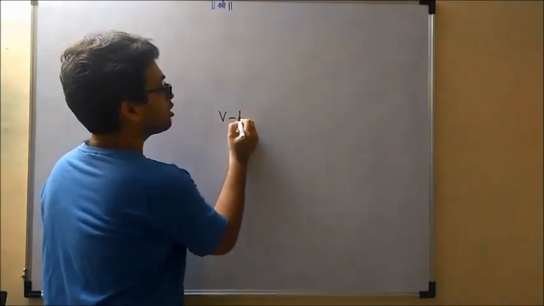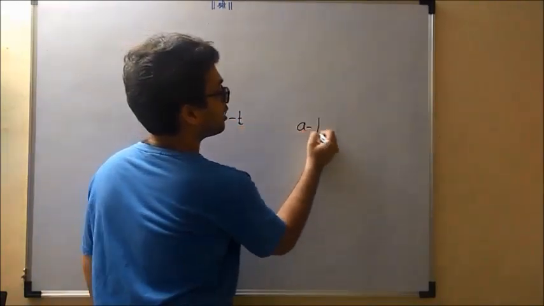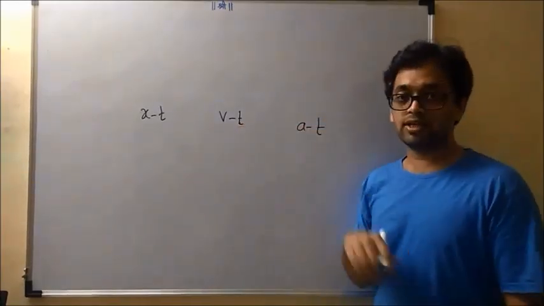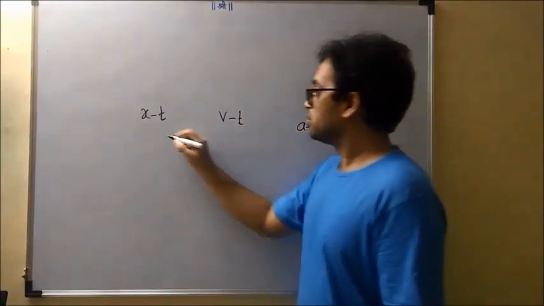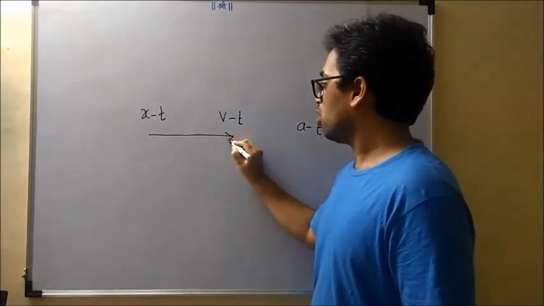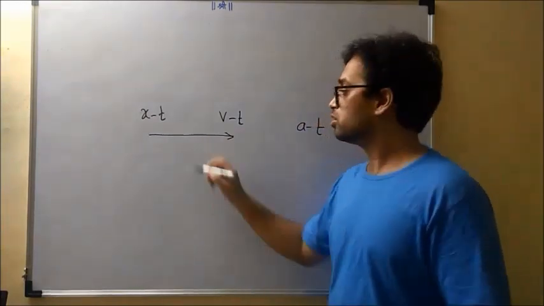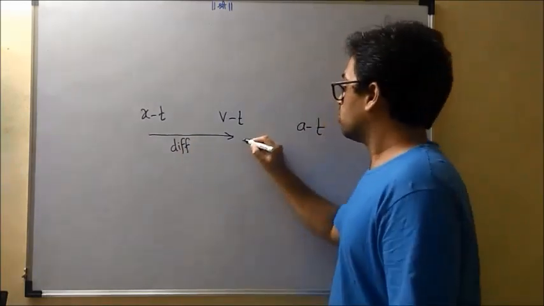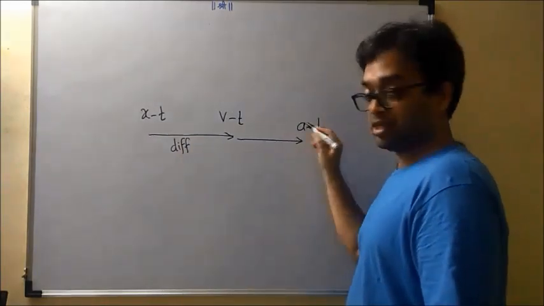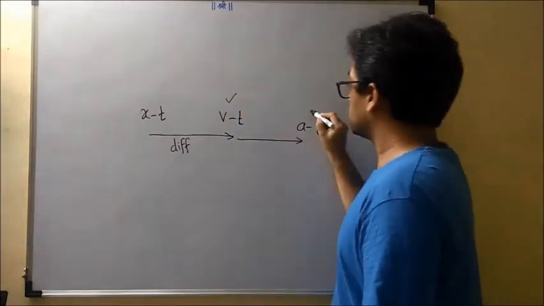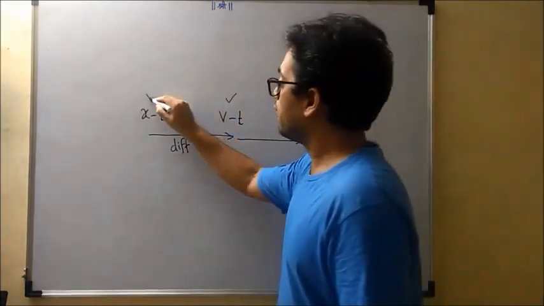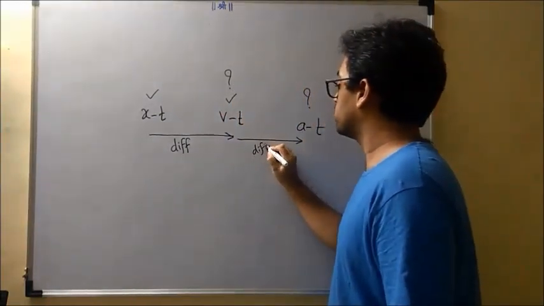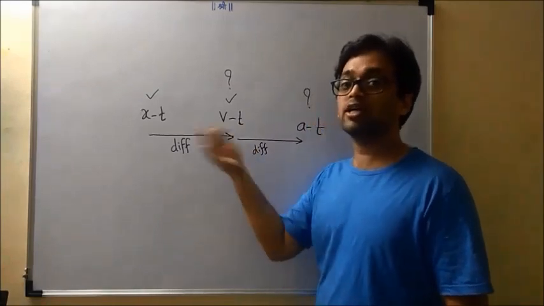We have our VT curve, we have our AT curve, and we have our XT curve, right? So XT, VT, AT. What do you want to get? If you want to get XT from VT, what should you do? You should do differentiation, right? If you want to get AT from VT, that means you have VT but you want to get AT, or you have XT but you want to get VT. In all these kinds of things, we have to do differentiation. This we have already learned in our takeaways.